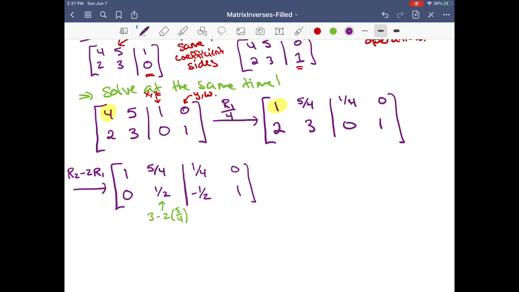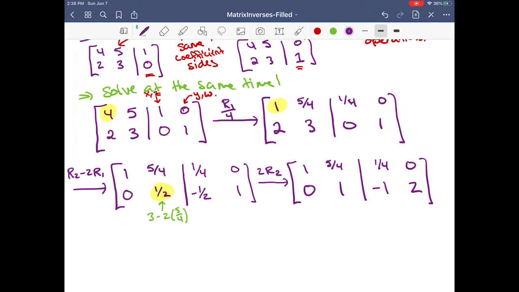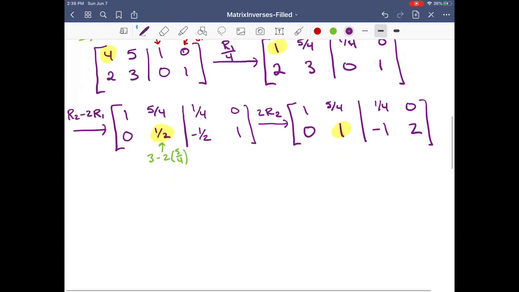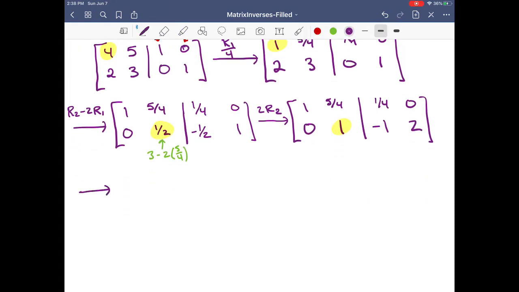Okay, now I want to pivot around this entry. So I could divide by 1/2 or multiply by 2 on row 2. Okay, so this is going to be 0, 1, this is going to be -1, and this is going to be 2 when I multiply by 2 everywhere. Still pivoting here. So my last step is to make that 5 over 4 a 0. So I do row 1 minus 5 over 4 of row 2.